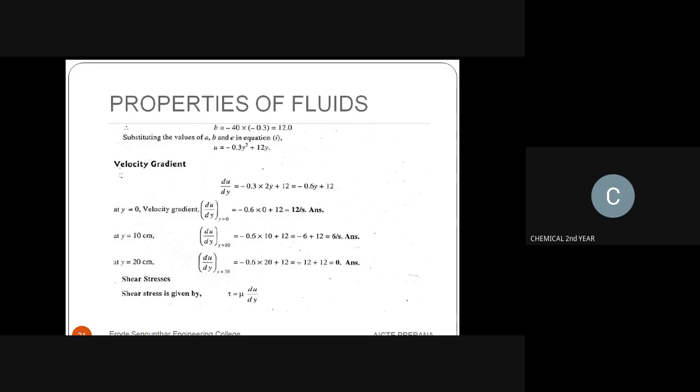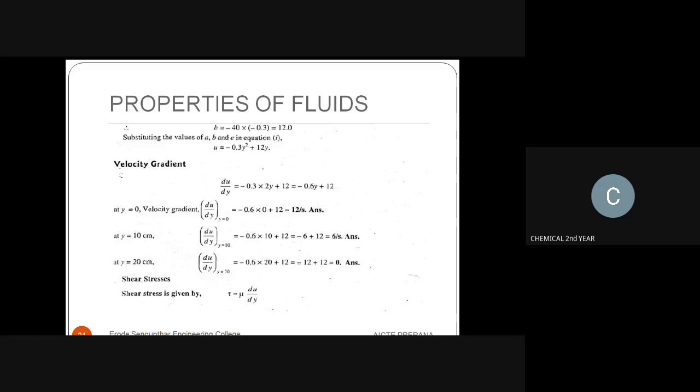So at y is equal to 20 centimeter, du by dy at y is equal to 20, which is equal to minus 0.6 into 20 plus 12. So minus 12 plus 12 is equal to 0. That is the condition for the third distance. So now we have calculated three velocity gradients. One is at a distance of 0 centimeter, one is at a distance of 10 centimeter, and another one is at a distance of 20 centimeter.